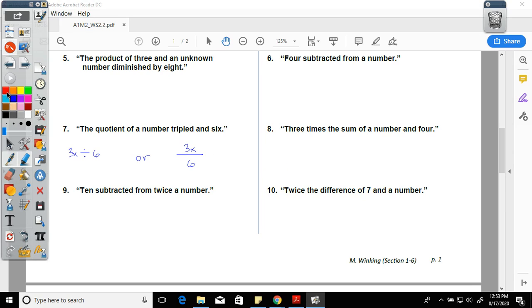Okay, let's look at number 9. 10 subtracted from twice a number. So I'm going to pause the video here and give you an opportunity to try it on your own.